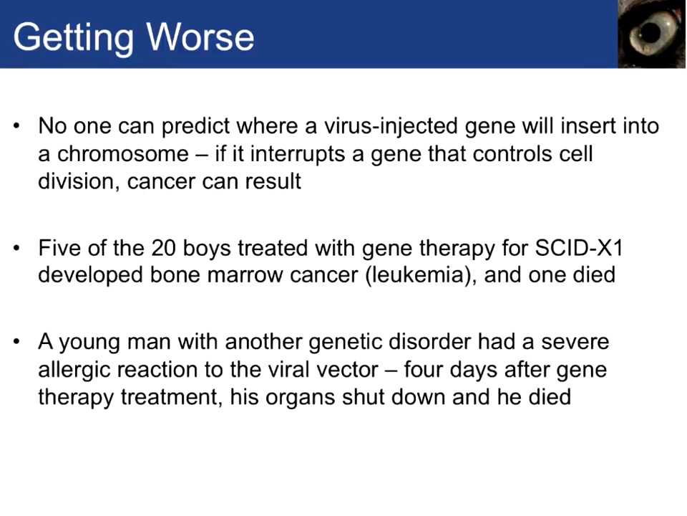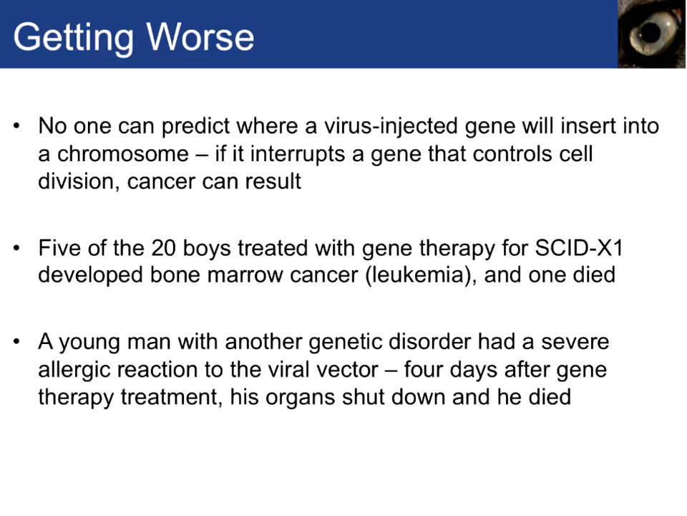So unfortunately, the procedure did not go perfectly because no one could predict where the virus-infected gene will insert itself into a chromosome. If the virus inserts itself in the wrong place, it can cause many problems, such as if it interrupts a gene that controls cell division. This can end up leading to cancer. So 5 of the 20 boys treated with the gene therapy for SCID-X1 developed the bone marrow cancer leukemia, and 1 ended up dying.